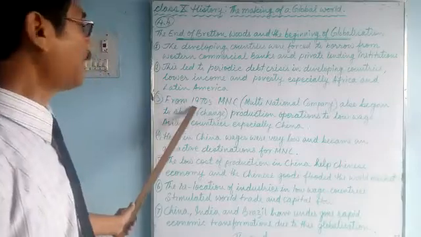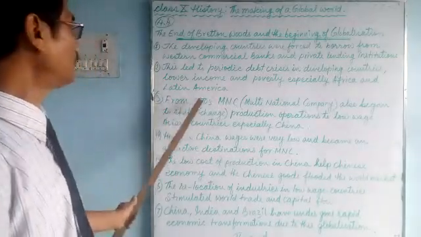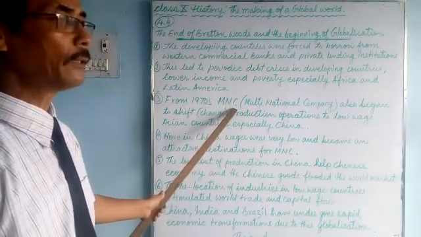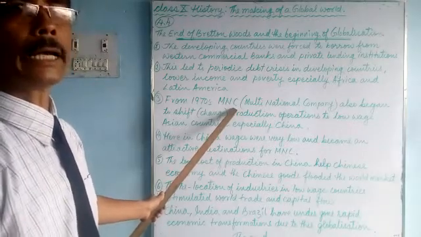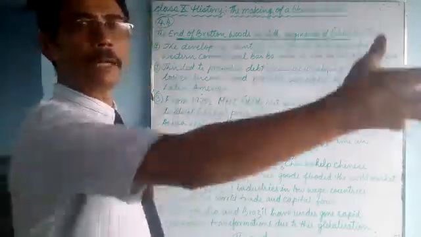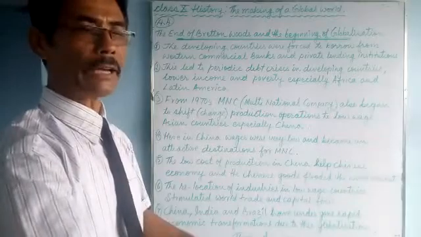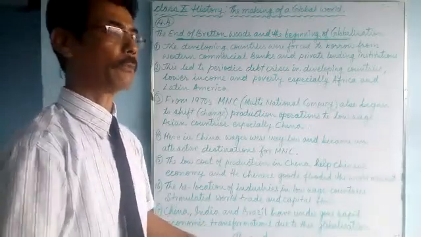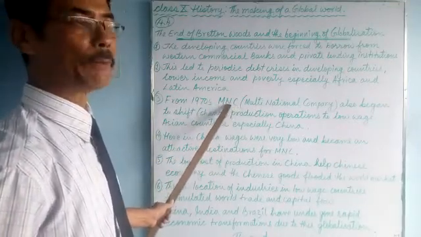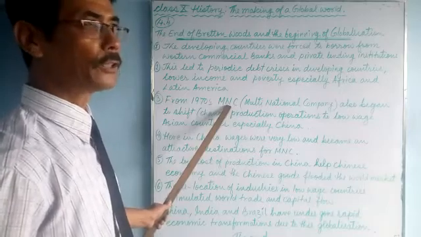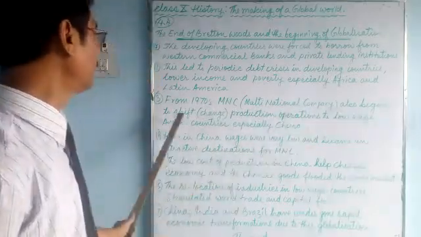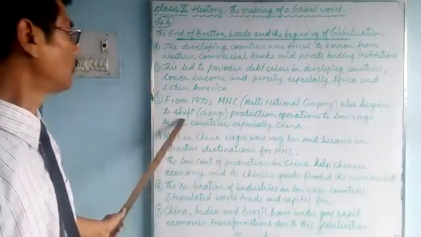Number 3, from the 1970s, MNC. If anyone asks you what is the meaning of MNC, immediately you must answer multinational companies. Multinational companies also invest money in developing countries to set up factories and industries, and produce and sell for the world market. From the 1970s, MNCs, they are huge capitalists, industrialists having a huge amount of capital. So multinational companies also began to shift, meaning change their attention.